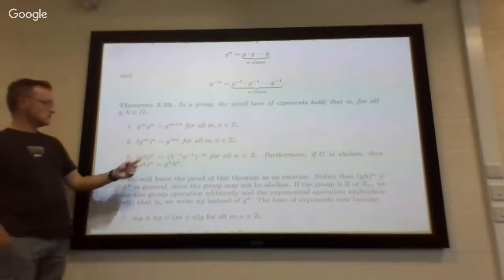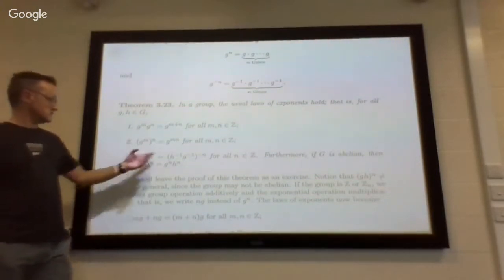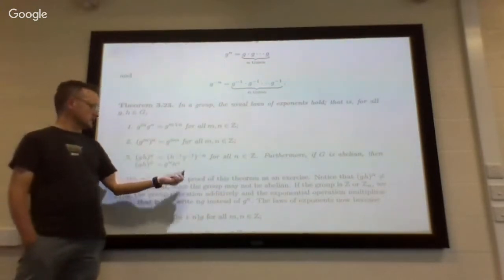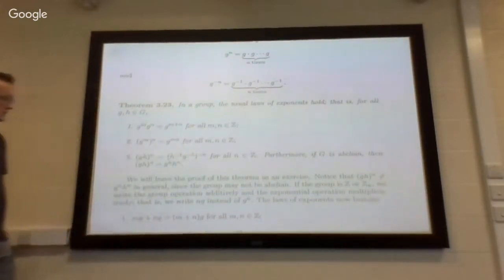Okay, and with inverses as well. That's just showing, if you substitute the inverse elements and make the power negative, it's still the same.